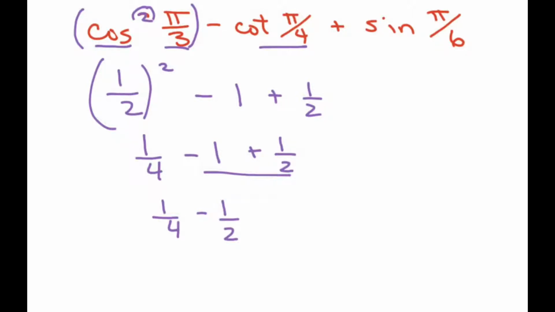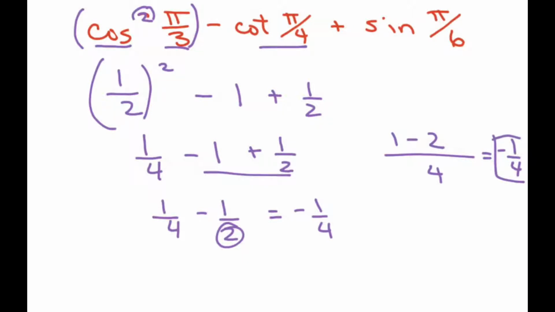And so you can either just do this mentally, that's going to equal negative 1/4, or you can get the common denominator, which is 4, so that's going to be 1 minus 2. Because you get the common denominator, change that to 2 over 4. And that gives you negative 1/4.